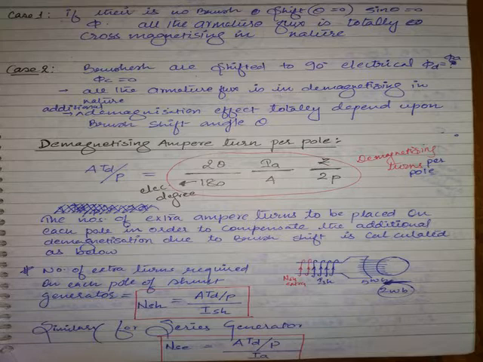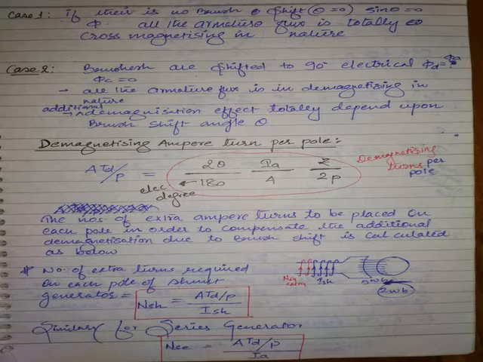Listen, previously you have written when brush shift is 0, theta is 0, phi d is 0. Did you remember that? And phi c is phi a. This is phi a. What is this representing? Armature flux. What is this representing? Phi d. What is this? Phi c.